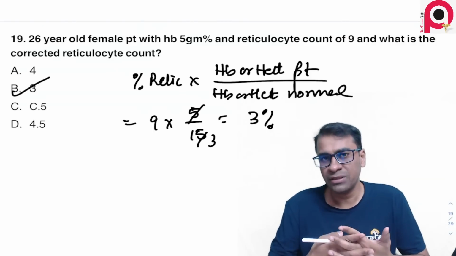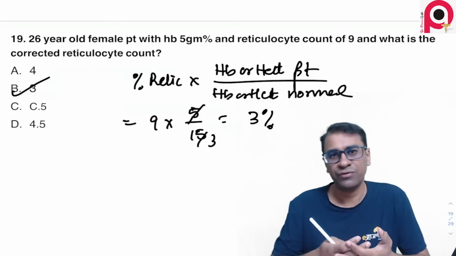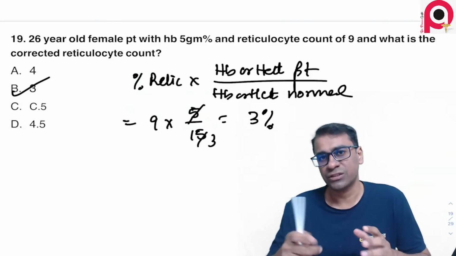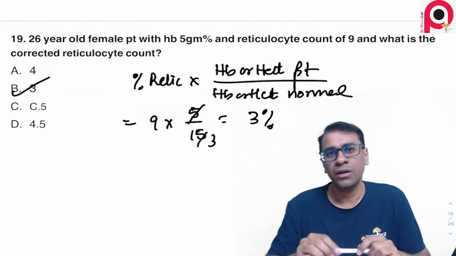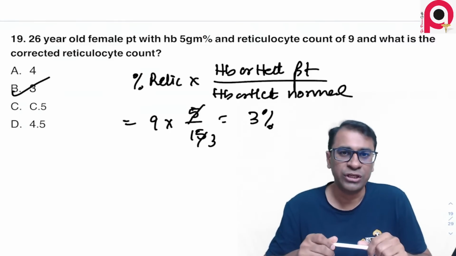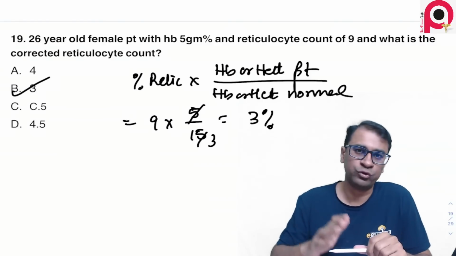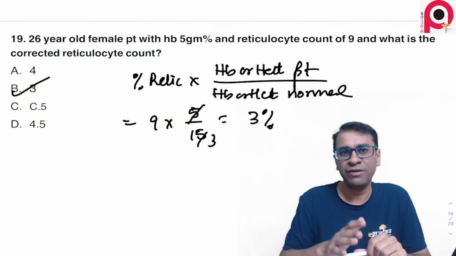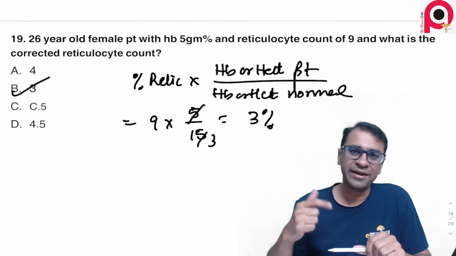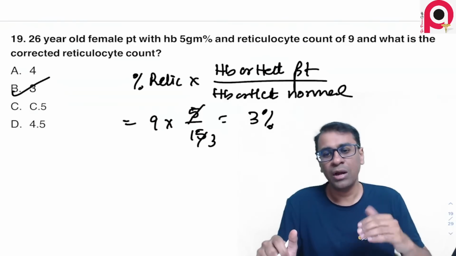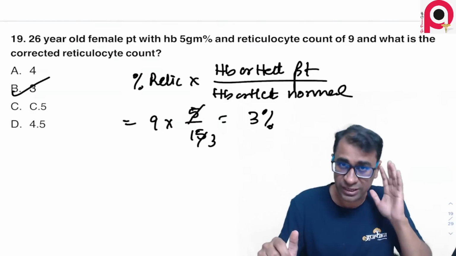There are three stains: crystal violet, new methylene blue, and brilliant cresyl blue. The normal retic percentage is 0.5 to 2% in adults and 0.5 to 5% in children. High retic indicates hemolytic anemia, low retic indicates it could be a case of hypoproliferative anemias.